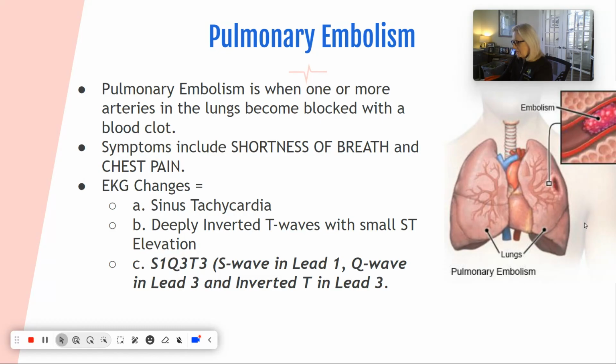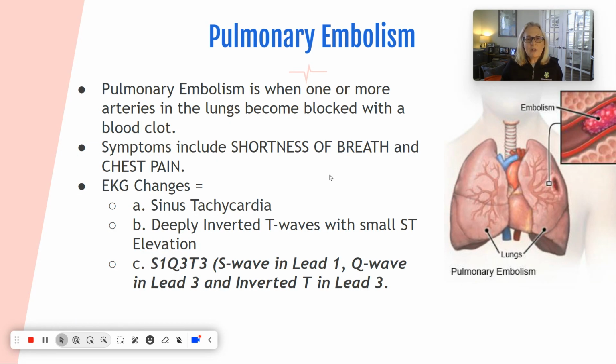So pulmonary embolism. Pulmonary means lungs. So this is inside our lungs. We have some sort of blockage inside our lungs. Okay, it's usually a blood clot blocking the blood vessels inside the lungs. So that can obviously cause lots of issues. Can't breathe, you throw a blood clot someplace else, it goes to your brain, all kinds of other things. So it's when one or more arteries in the lungs become blocked with a blood clot.